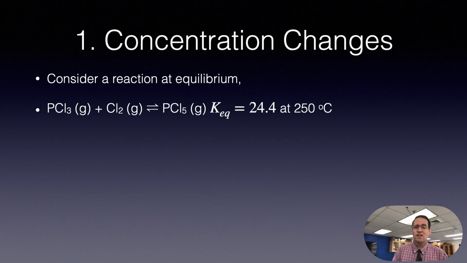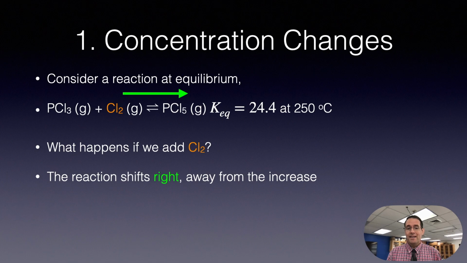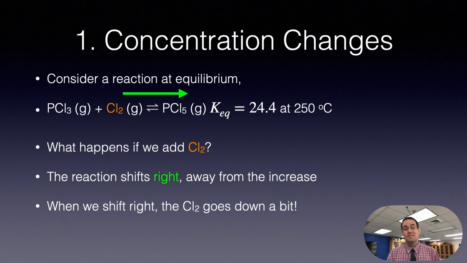All right, let's first talk about concentration changes. So let's consider a reaction at equilibrium. We have 3 different gases, we have an equilibrium constant, and we even have a temperature here, okay? Now, what happens if we add chlorine, okay? If we add chlorine, that's a reactant, it's here on the left. What's going to happen is that you're going to shift right away from the increase, okay? What happens is that chlorine goes down a little bit, okay?